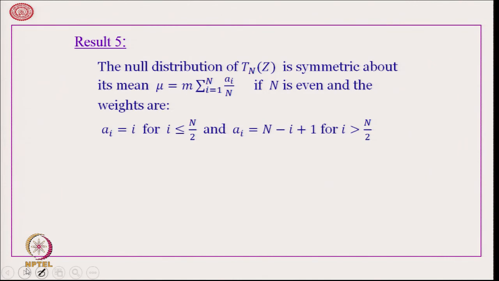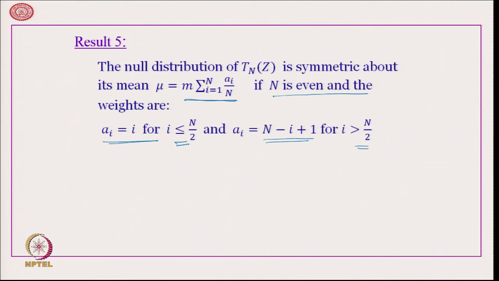Now, let me give you another result, which is result number 5. This is the last result that we are going to do in this class. The null distribution of Tnz is symmetric about its mean mu, which we know is m into summation i equal to 1 to n of a_i upon n, if n is even and the weights are a_i equal to i for i less than or equal to n by 2, and a_i equal to n minus i plus 1 for i greater than n by 2.